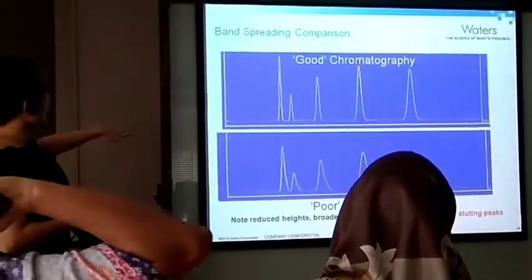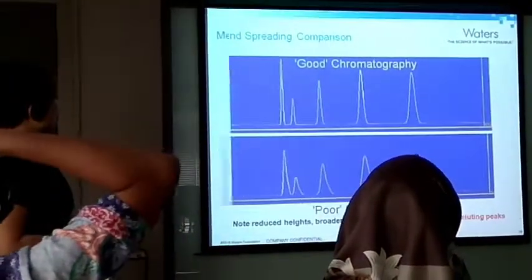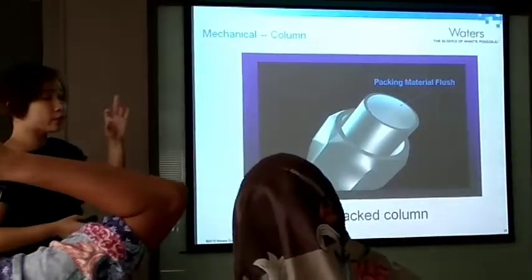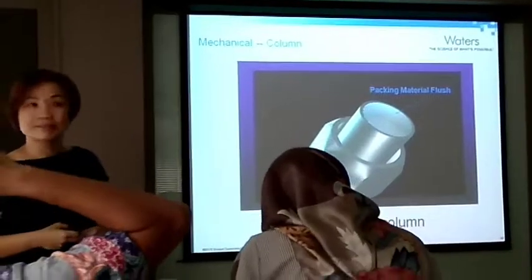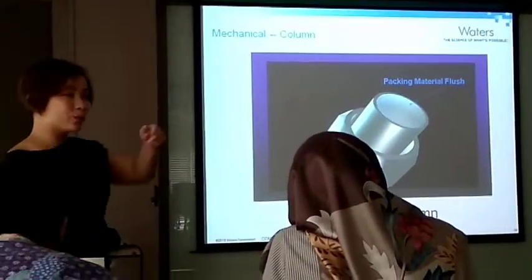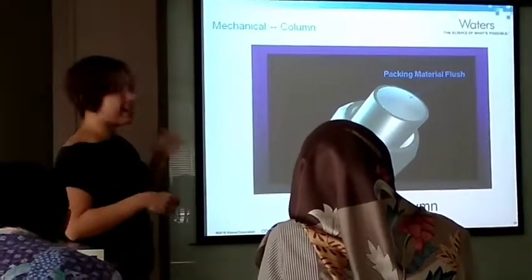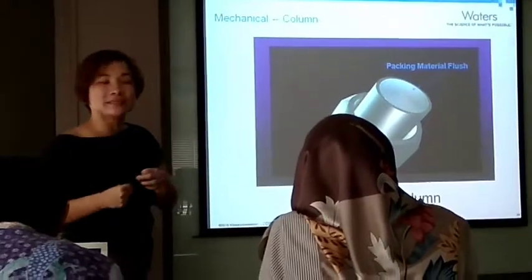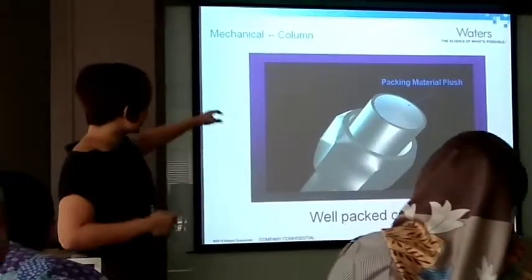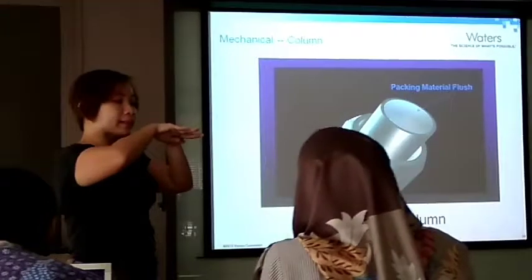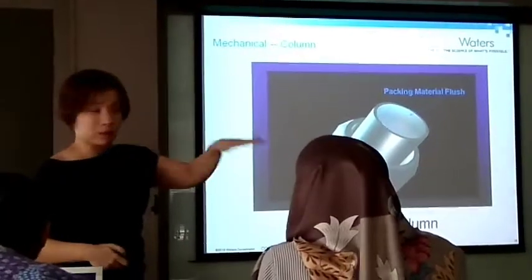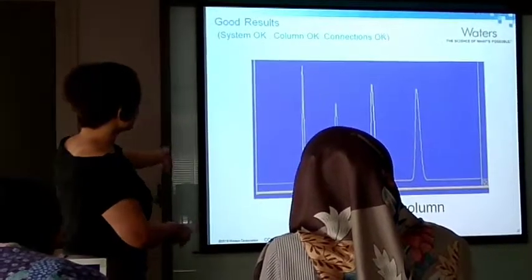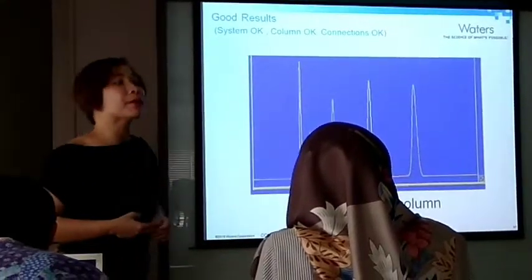Another reason is where you have a void in the column. This is a well-packed column. Usually if you have a column, you don't take out the column nut and look. But if you take out the column nut, you will see that the packing is actually at the brim. This is a well-packed column, and a well-packed column will give you very nice sharp peaks.